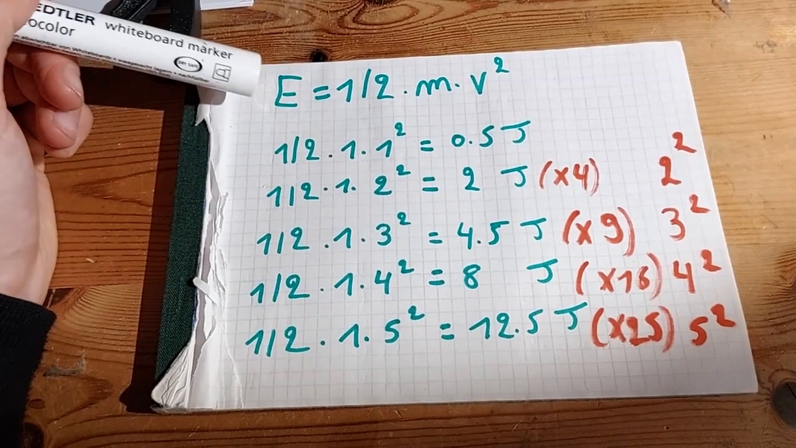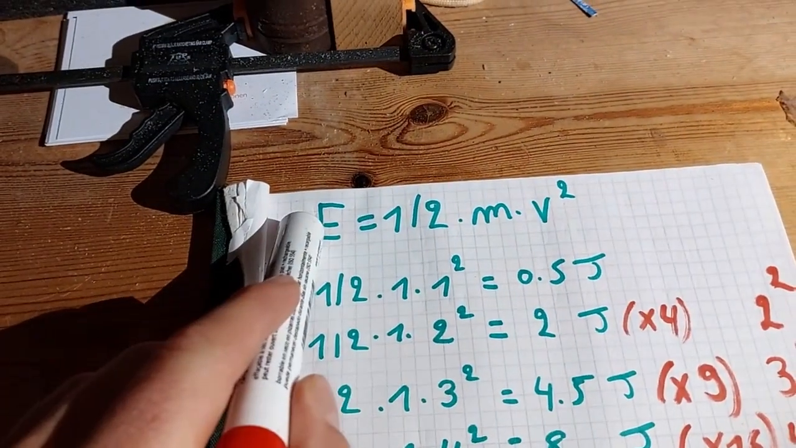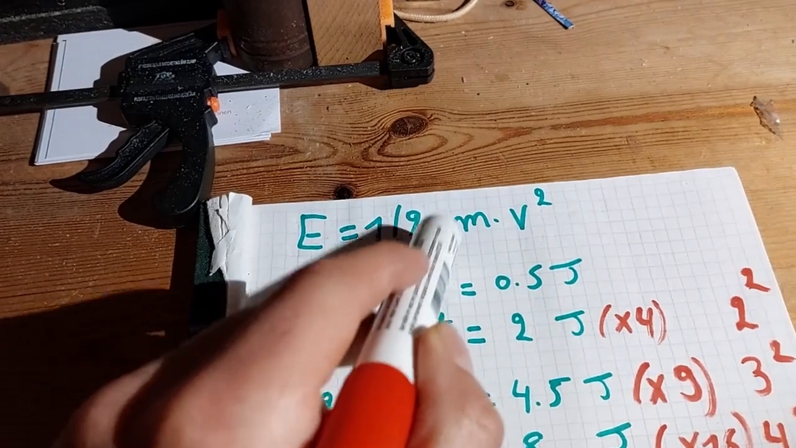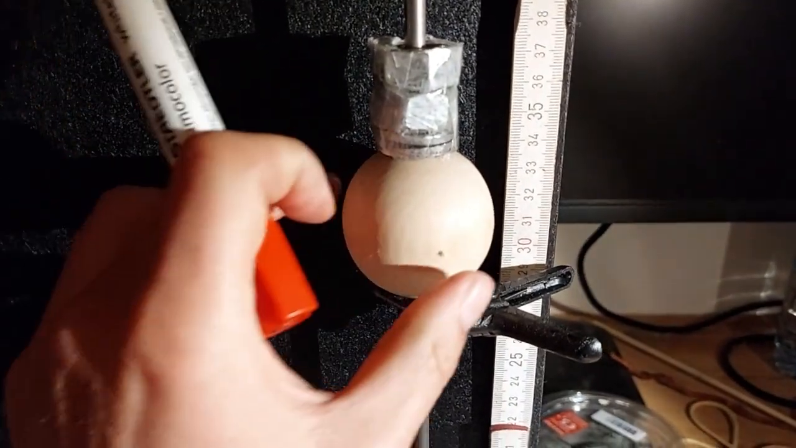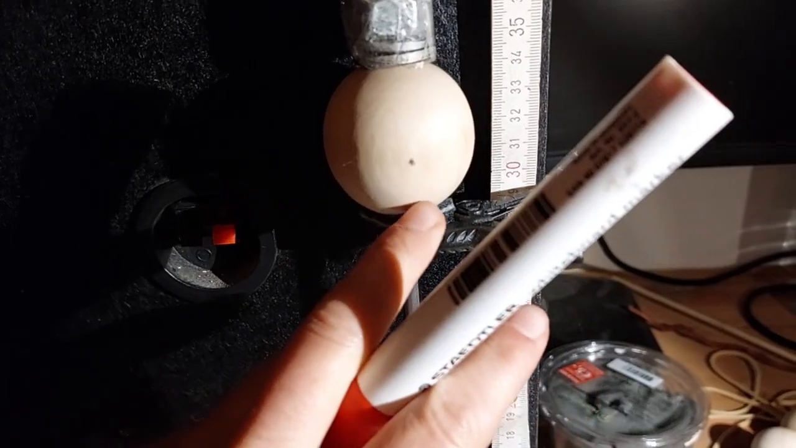Today we're going to do yet another kinetic energy experiment with the same setup. So over here we have the kinetic energy formula. Energy equals 1/2 times the mass times the velocity squared. So I'm going to keep the same mass. This is the mass. I'm going to be dropping this mass onto this pincher.